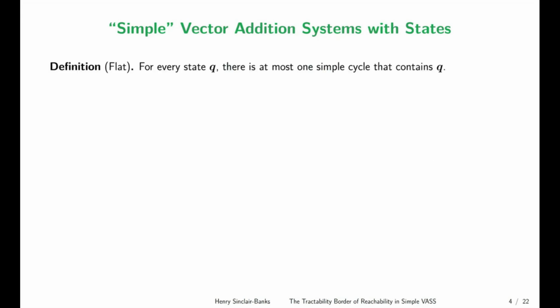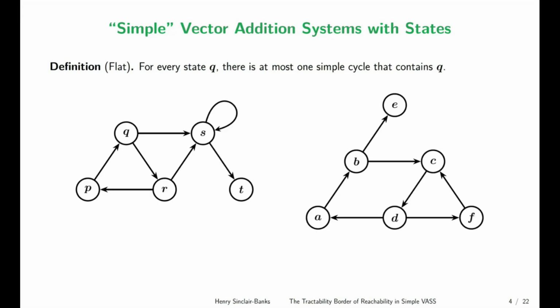What do I mean by simple? Specifically, I'm going to study flat VASS. So there's a structure restriction on the states and transitions, whereby every state belongs to at most one cycle. Here's 2 VASS. I can remove all the labels because it's a structure restriction. One of them's flat, one of them's not. It takes you a moment to spot it. This guy's flat. There's a P, Q, R cycle, and there's an S cycle, but P, Q, and R only belong to one simple cycle, and S only belongs to one simple cycle.